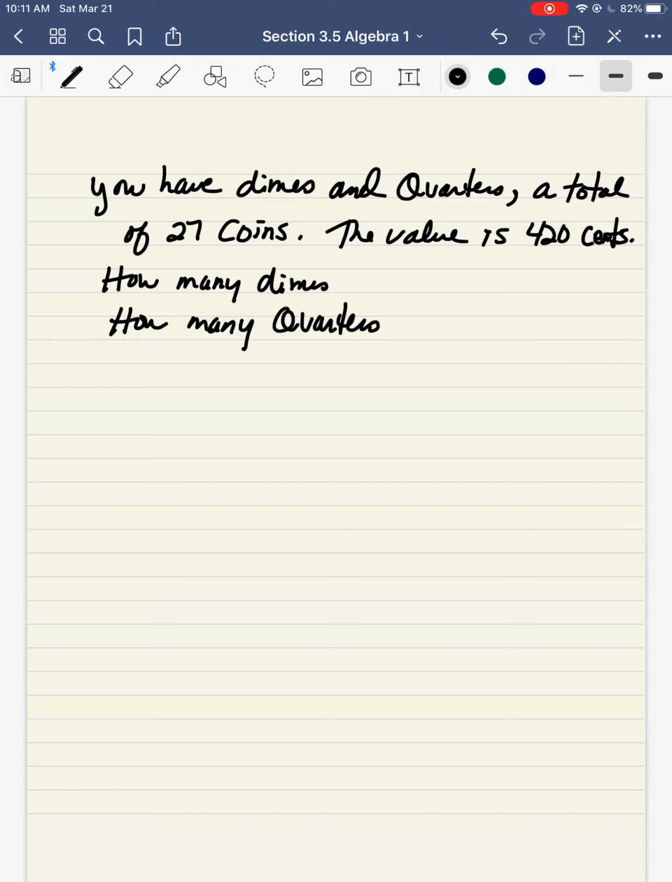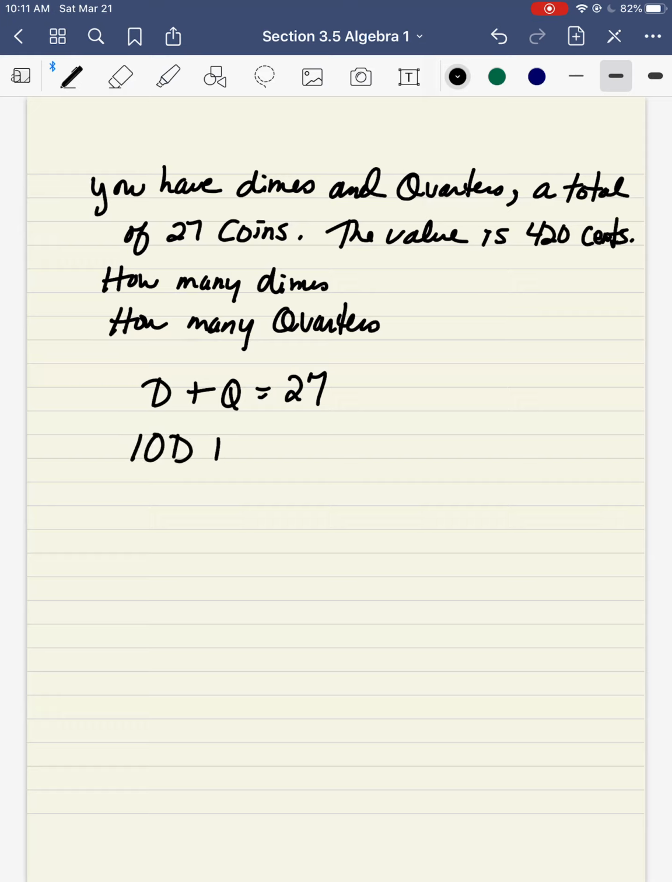The last one, you have dimes and quarters, a total of 27 coins. The value is 420 cents. How many dimes and how many quarters do you have? So you have dimes and quarters, a total of 27 coins. That's one equation. The second equation is the value.